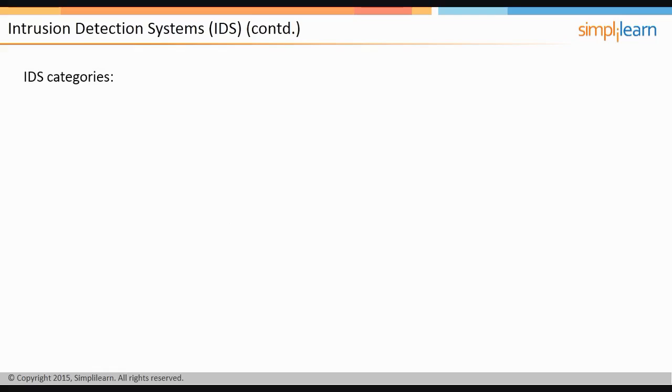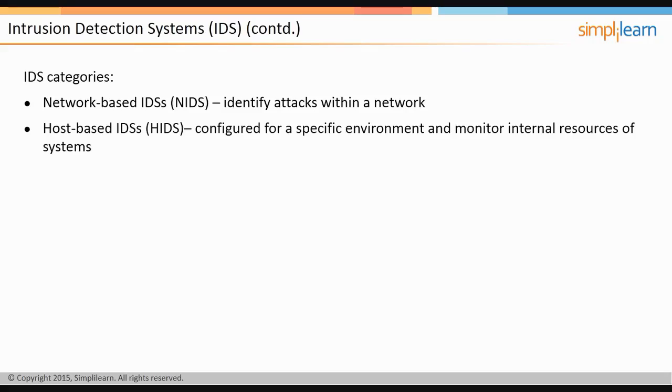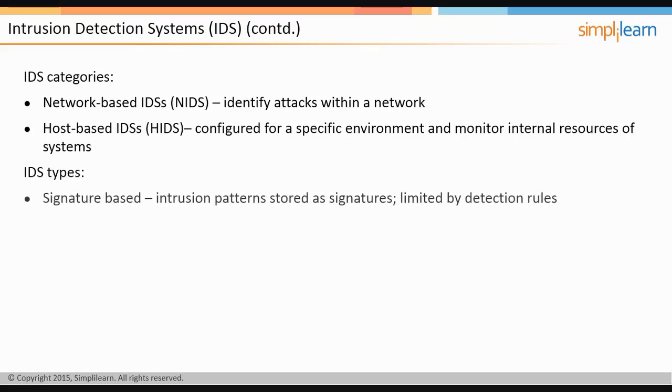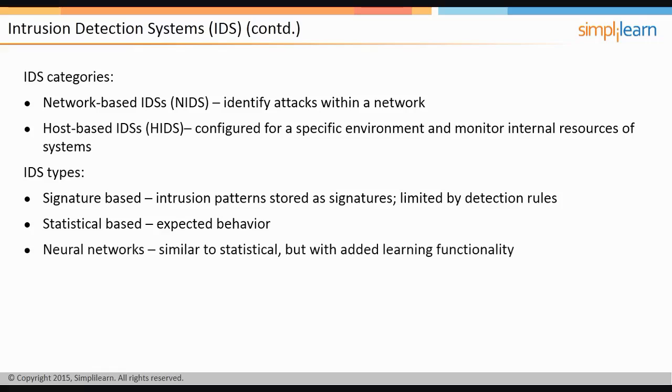IDS are categorized into Network-Based IDS, NIDS, which identifies attacks within a network, and Host-Based IDSs, HIDS, which is configured for a specific environment and monitor internal resources of systems. IDS types are signature-based, intrusion patterns stored as signatures and limited by detection rules. Statistical-based, monitors expected behavior. Neural networks, similar to statistical but adding learning functionality. A signature, statistical combination offers better protection.